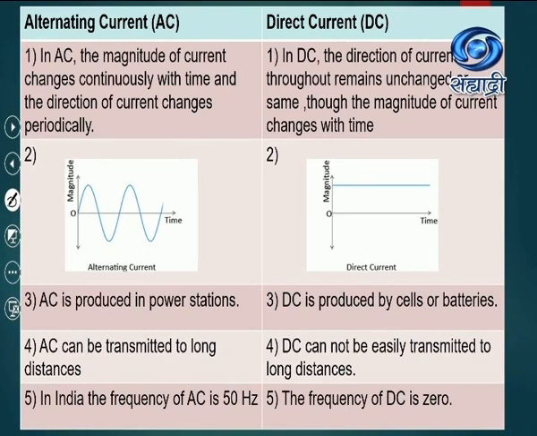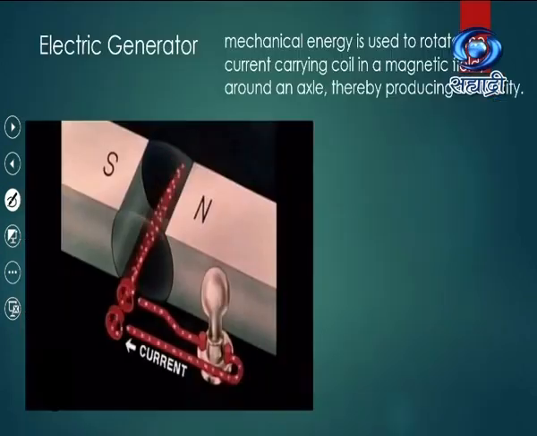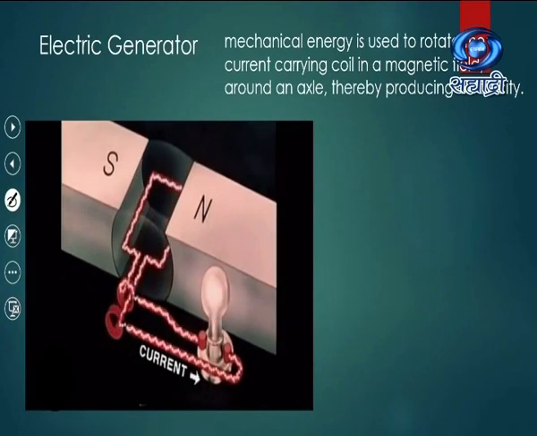In AC, the magnitude of current changes continuously with time and the direction of current changes periodically. In DC, the direction of current remains unchanged throughout, though the magnitude of current may change with time. So this is the graph which we have already discussed. AC is produced in power stations, DC is produced by cells or batteries. AC can be transmitted to long distances, DC cannot be easily transmitted to long distances. In India, the frequency of AC is 50 Hz and the frequency of DC is 0 Hz.